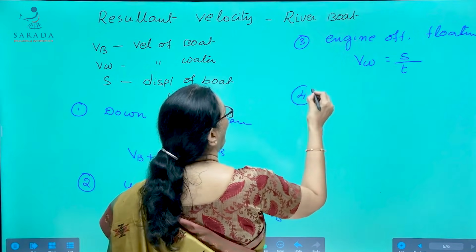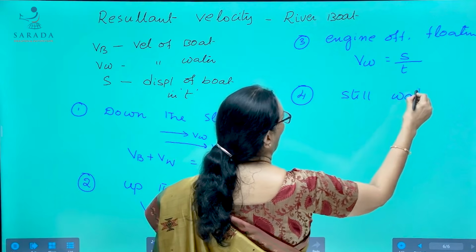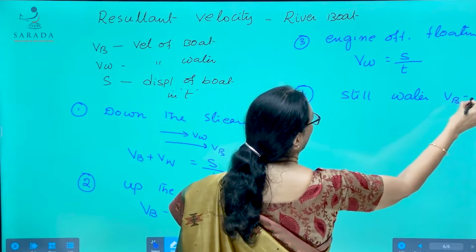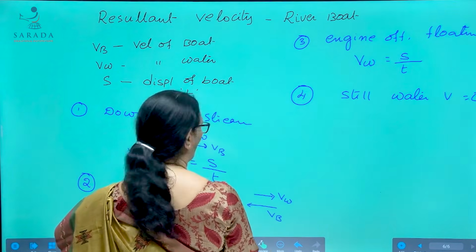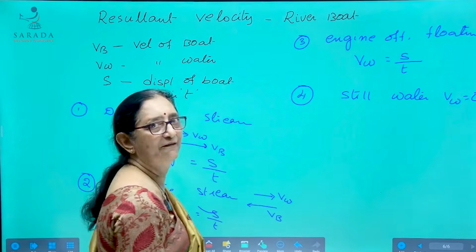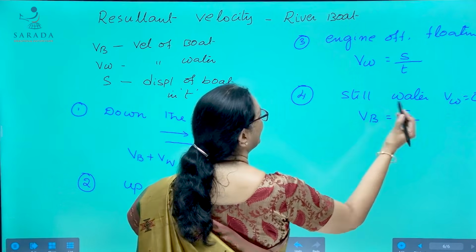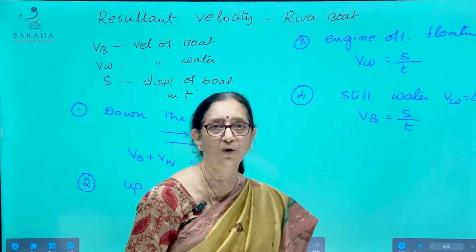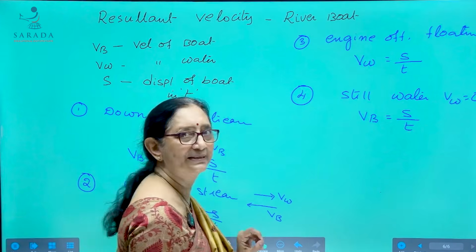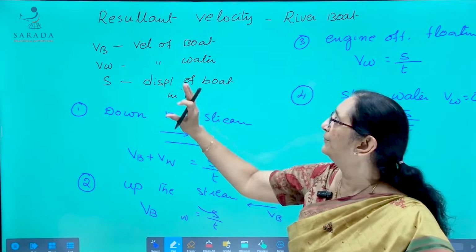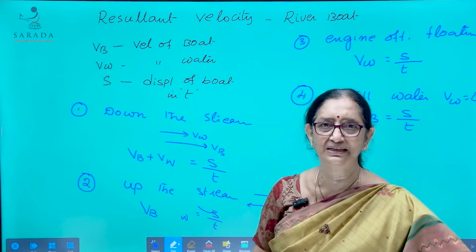Similarly, when the boat is moving in still water, so water is not moving, that implies velocity of water is 0. In still water means velocity of water is 0, just the boat has its own velocity VB. If S is the displacement in time t in still water, then VB is equal to S by T. You should have all those 4 points in your mind. You can do any problem when the boat is moving down the stream or up the stream or in still water, or when the boat is floating.